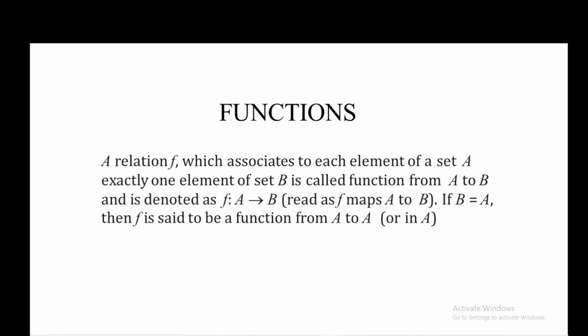First, functions. A relation f which associates to each element of set A exactly one element of set B is called a function from A to B and is denoted as f: A to B, or we can read it as f maps A to B. If B equals A, then f is said to be a function from A to A, or in A.